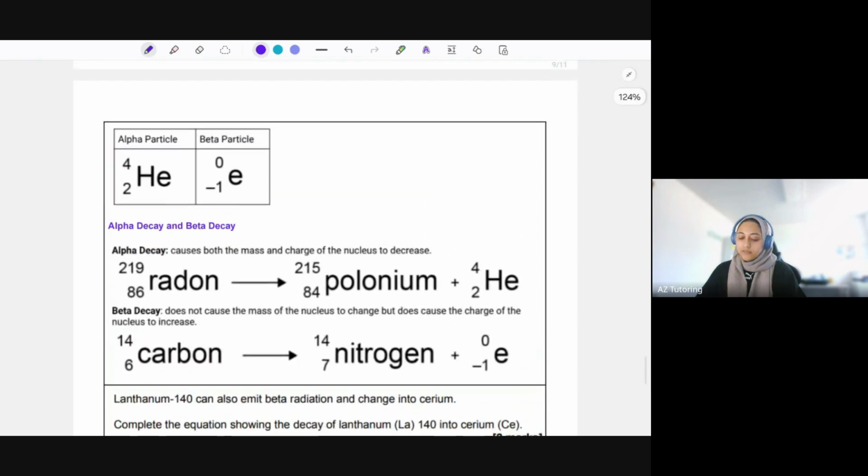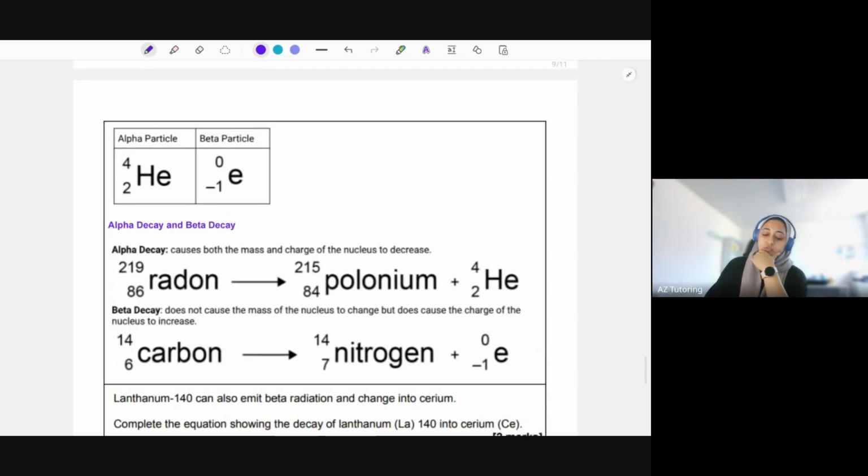Okay, now we've got alpha and beta decay. Now there's three that you need to know about. So you've got alpha and beta, but you've also got gamma as well. So gamma decay. Now the reason why you don't get an equation with gamma decay is because this is a wave. So this is a wave, and a wave doesn't have any mass. Alpha and beta, these are particles. So we can represent them as equations, but gamma we can't, there's no change essentially.